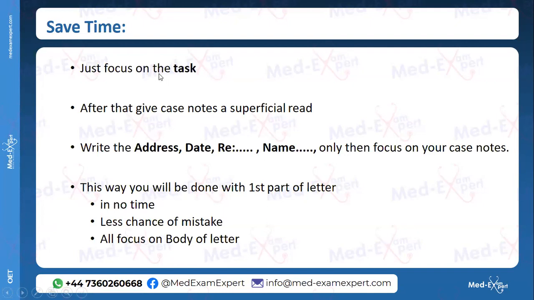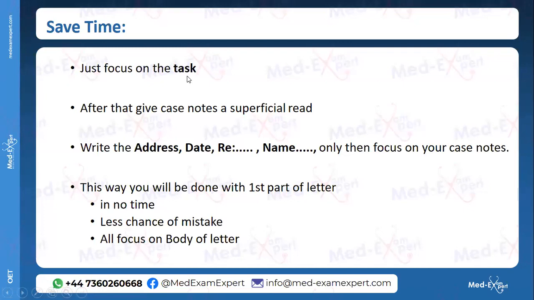So next important point is how to save the time. I can't stress enough about saving the time, because most of the people who struggle with OET writing have two main problems: either they are not able to complete their letter on time, or they are not able to focus on the grammar. So right now we are talking about saving time. So how are we going to save the time? I would like to advise you that you should just focus on the task.